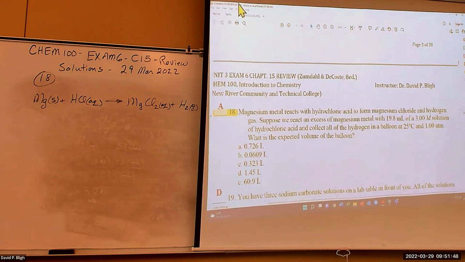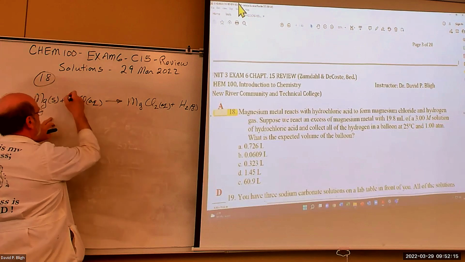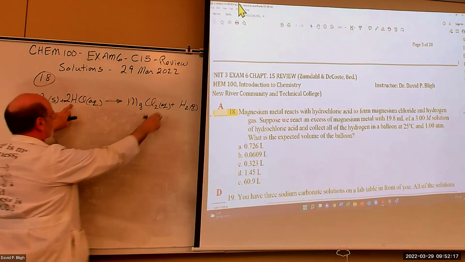Let's see, are we going to need the balanced equation? Yes. Suppose we react excess magnesium metal with 19.8 milliliters of 3 molar hydrochloric acid. Collect all the hydrogen in a balloon. What's the expected volume of the balloon? Okay, so you're going to have a balanced equation. Let's see, 1 magnesium, 2 chlorines. That's it.